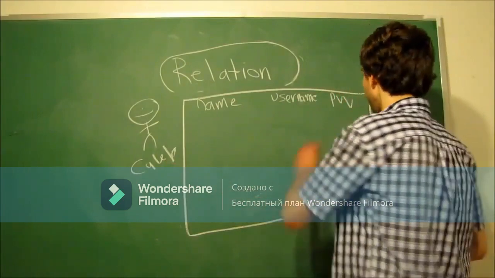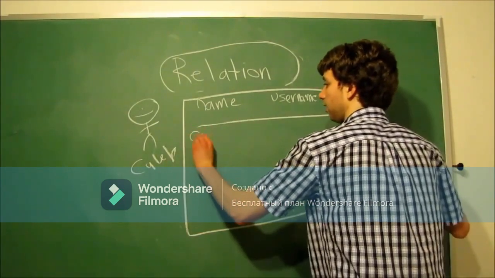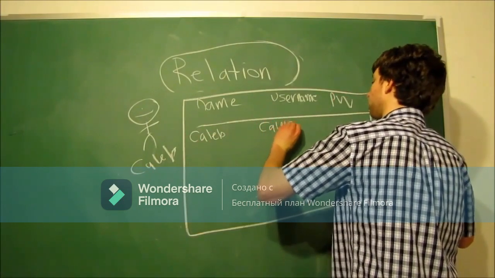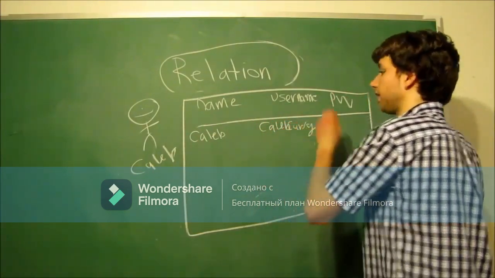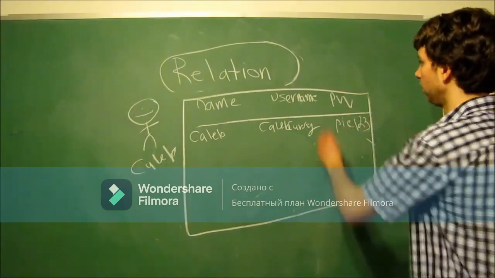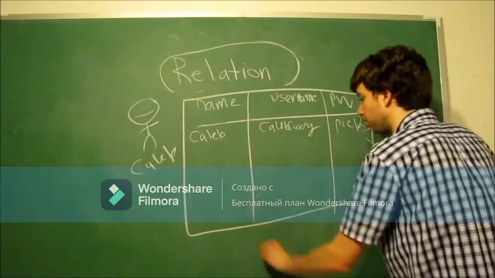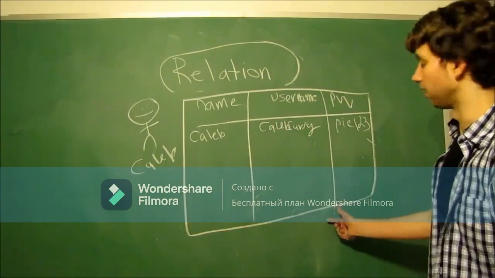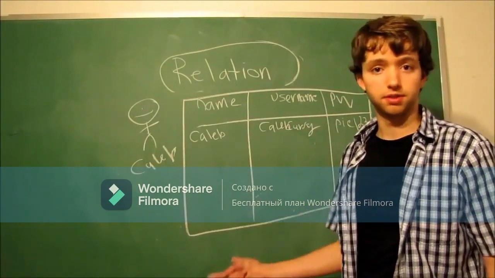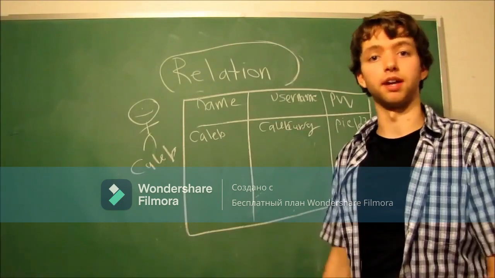So we take his name, Caleb. We take his username, CalebCurry. We take his password, pi123. We kind of get this table concept. It almost looks like a spreadsheet that we talked about in the last video. Although it is slightly different, and we'll be talking about that as time goes on.